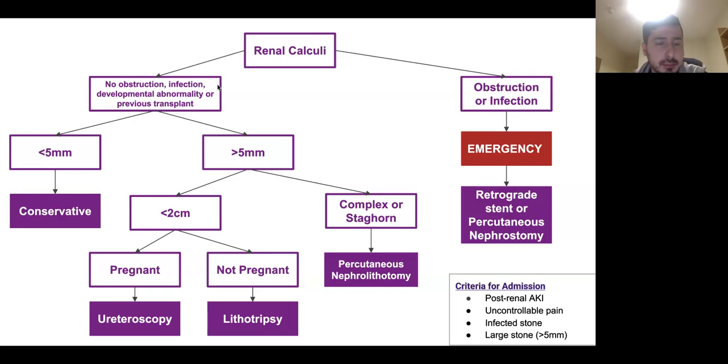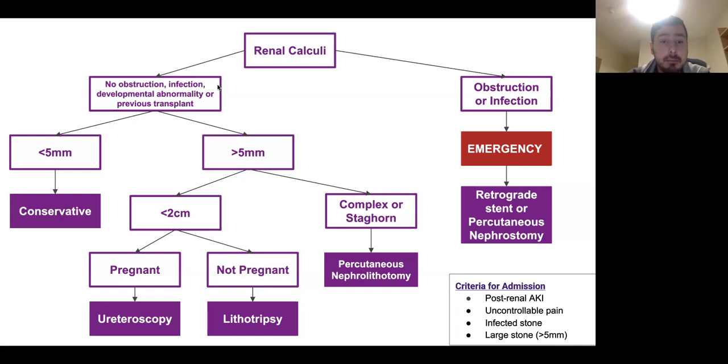If none of these complications are present, we think about size that's shown on the CT-KUB. If it's less than 5mm, we said watch and wait, nothing to worry about. It will most likely pass on its own. But if it's bigger than that, we might have to do something about it.